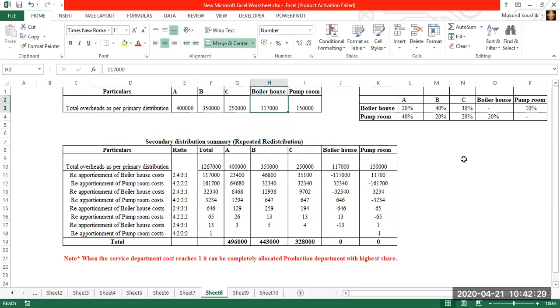Whatever you start with, primary distribution totals as per primary distribution, then whatever service department number one is there, that is boiler house, you allocate this entire amount. Then again you go to pump room. Whatever is available in the pump room, we have to allocate. So this is how we have to do the secondary distribution till it reaches zero. Overheads sitting in the service departments should become zero. Till then, it has to be completely redistributed again and again. That is called the repeated redistribution method. So this is how we have to do.